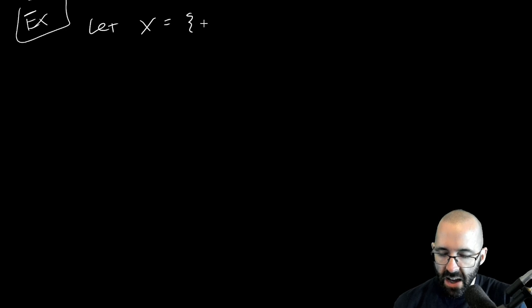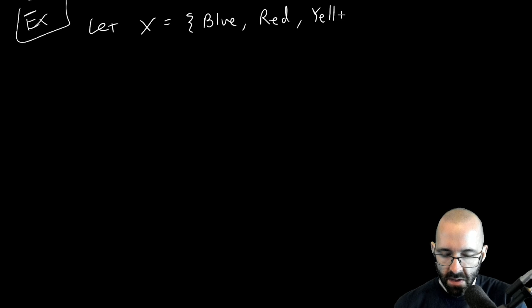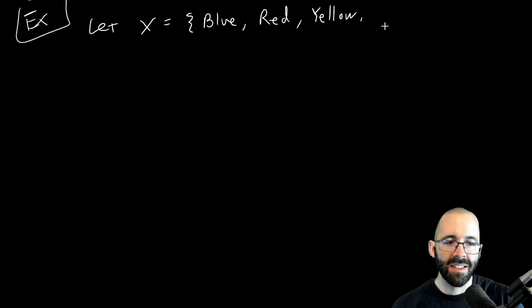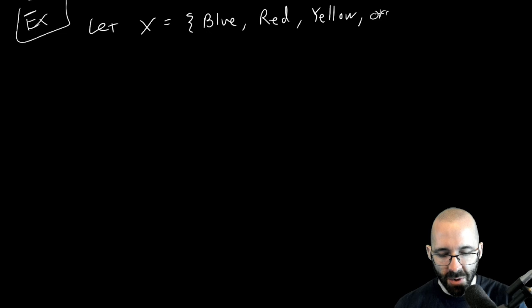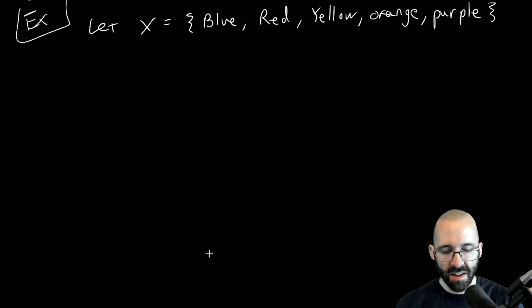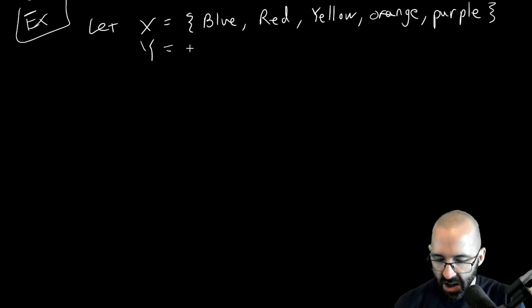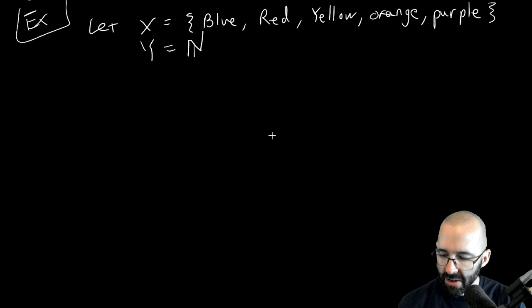We're going to do another example. This one will be a little easier, I think. Let's say X is the set of some colors: blue, red, and yellow. No, let's add another color. Not purple, not green, not orange. Wait, how many letters is orange? O-R-A-N-G-E, 6. All right, let's add orange. Why not? And purple. Okay. And let's say Y is the set of natural numbers: 1, 2, 3, 4, etc.